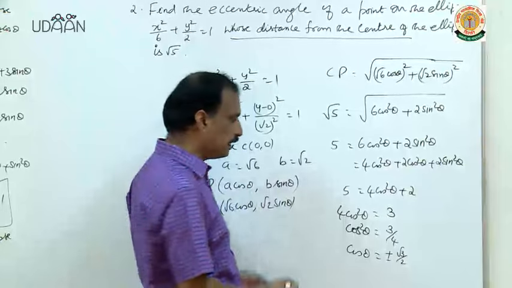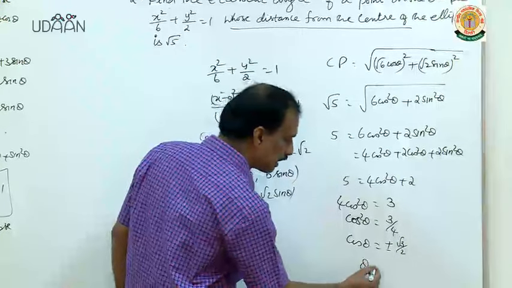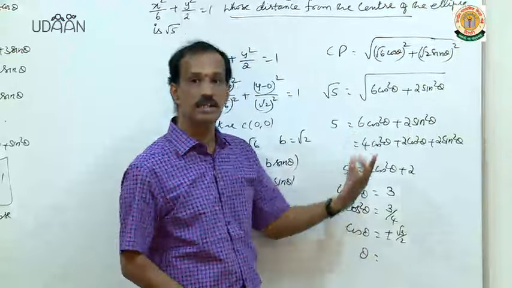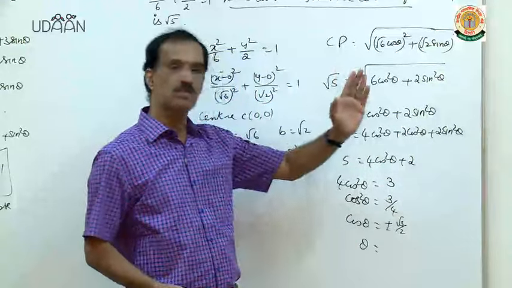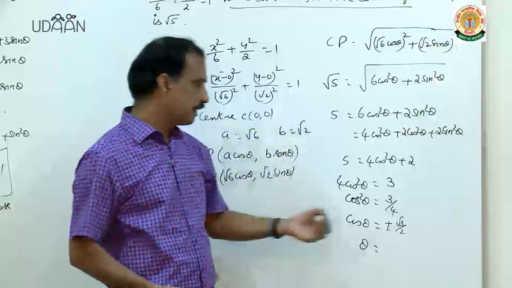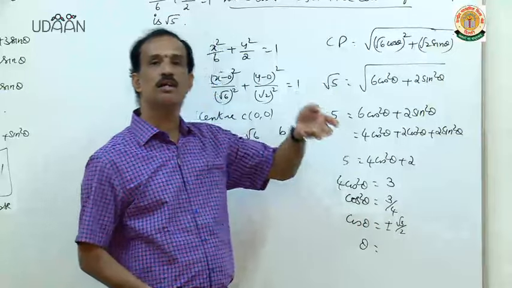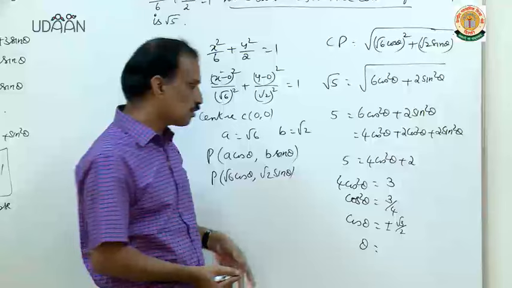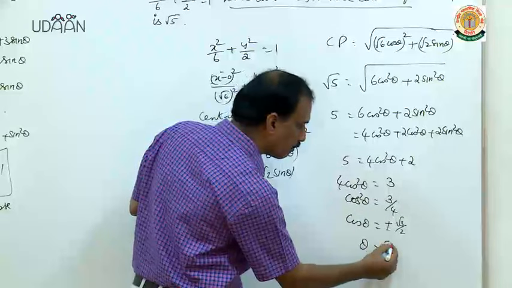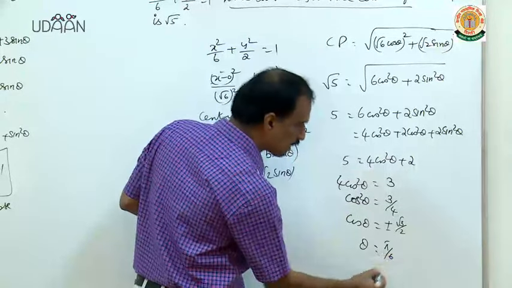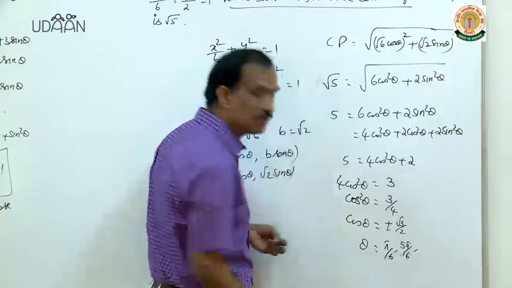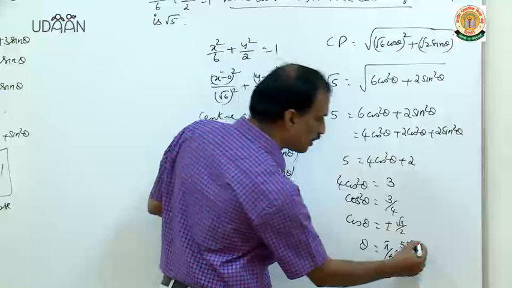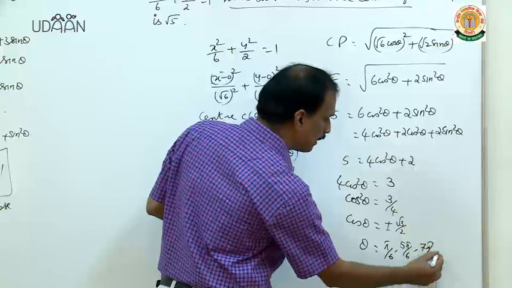Similarly, from this theta, either cos theta you can take or sin theta you can take. From this it can be positive in the first quadrant and the fourth quadrant. It is negative in the second quadrant and the third quadrant. In the first quadrant it will be pi by 6, and in the third quadrant it will be 7 pi by 6.